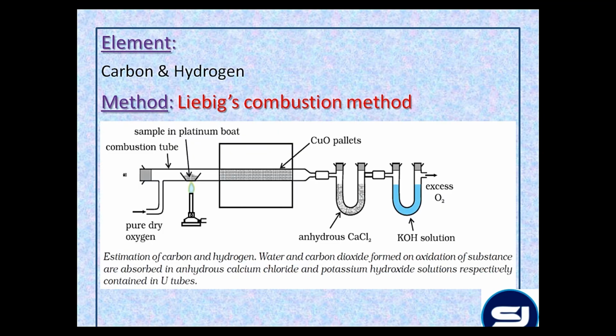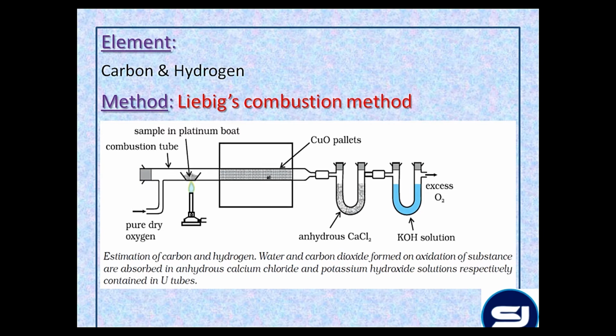In Liebig's combustion method, there is a long tube with an inlet for pure and dry oxygen. So the pure and dry oxygen is passed through this inlet, which then comes in contact with the organic sample placed in the platinum boat. The gases which are released from here are passed to the copper 2 oxide, that is cupric oxide pellets. And here the cupric oxide acts as an oxidizing agent.